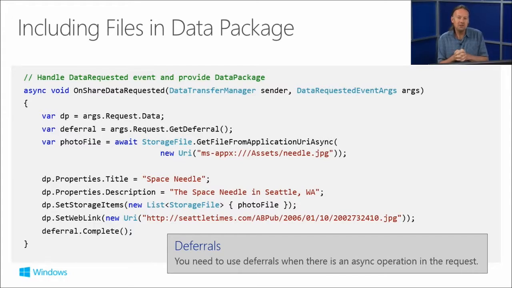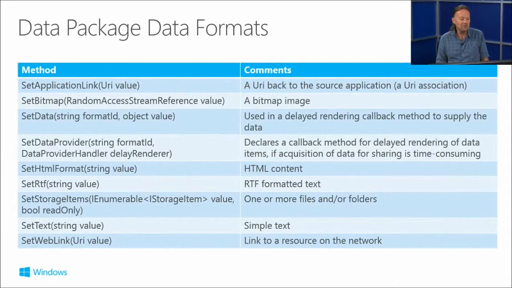Set the title on the data package, Space Needle, an optional description, and then you need to set your storage items to the file. You can set a web link as well if you want to. There's a lot of set stuff you can put into this data package to describe as fully as possible the content that you're sharing. In fact, this is a long list of all of the set methods that you can use to put stuff into that data package.